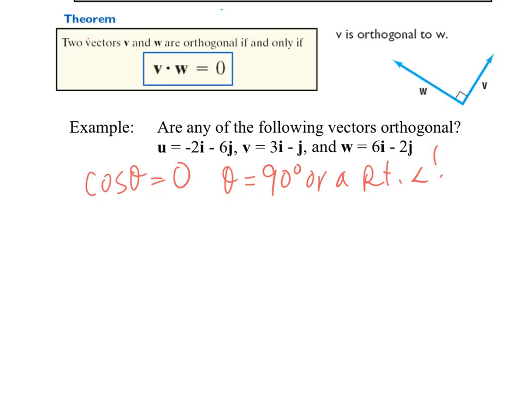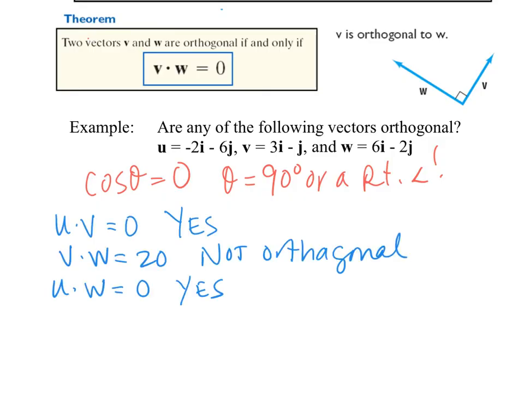Okay, here are your answers. Note, it turns out U dot V is 0, so those two vectors are orthogonal or meet at a 90-degree angle. U dot W equals 0, so those two vectors are orthogonal. And if you remember from the last example, V and W are not orthogonal. They actually end up being parallel.